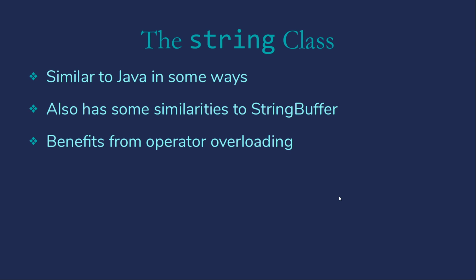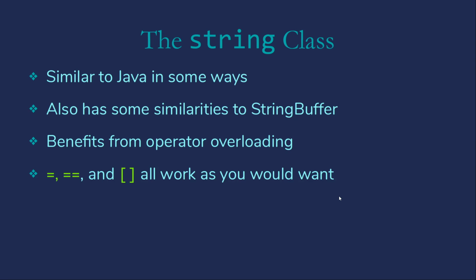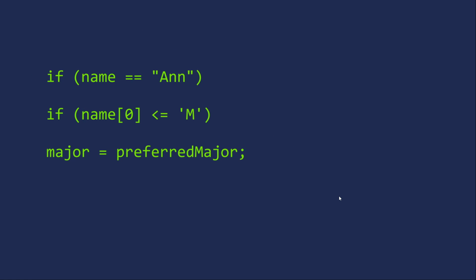We'll have a later video on how we can do operator overloading, but right now what we care about is that things like assignment, equals, and the index operator all work as you would want them to along with the other relational operators. So each of these will work as we would want and expect. If name equals AN, assuming name is a string class string, has the values capital A, N, that will be true. Otherwise, it will be false. If name at 0 is less than or equal to M, will be true if the character stored in the first letter of name is less than or equal to a capital M.